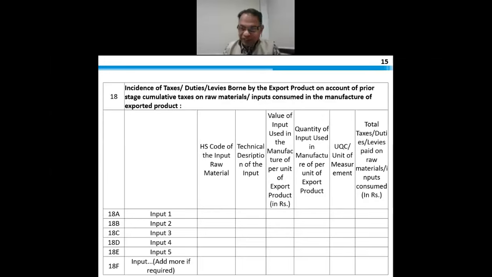One interesting aspect, this has to be calculated based on inputs. Incidence of taxes, duties, levies borne by the export product on account of prior stage cumulative taxes. Prior stage cumulative taxes. I bought a raw material from XYZ. That raw material has been imported. He has also incurred electricity duty, he has incurred VAT, he has incurred central excise duty. Give the calculation of that.